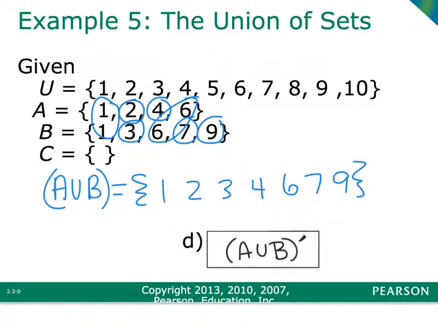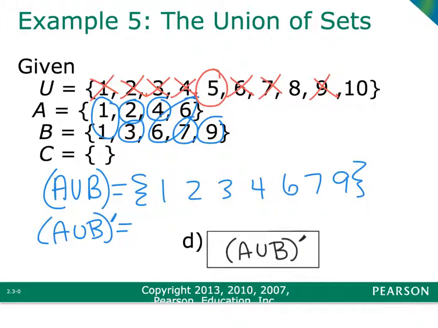Okay, now that's just A union B. Now you want A union B complement. So go to your universal set. Anything that appears in the universal set that does not appear in A union B, you can use. So A union B has the numbers 1, 2, 3, 4, 6, 7, and 9. If I knock all those out, that leaves me with the numbers 5, 8, and 10. So A union B complement would be 5, 8, and 10. And that would be your final answer.